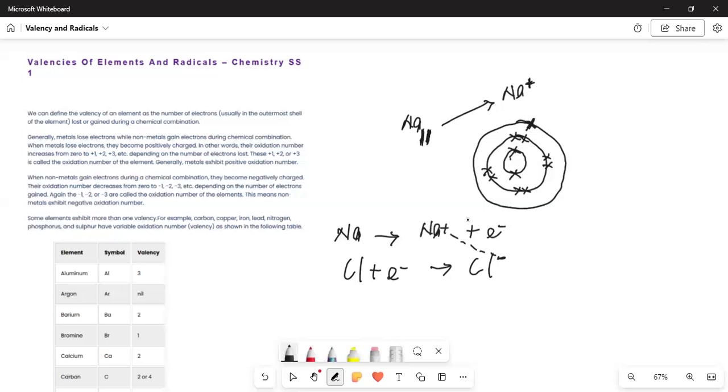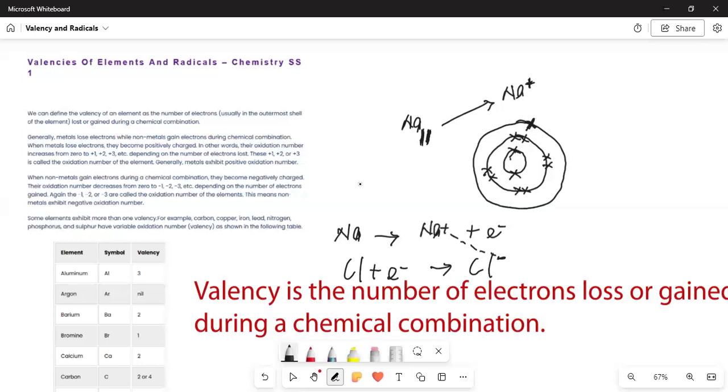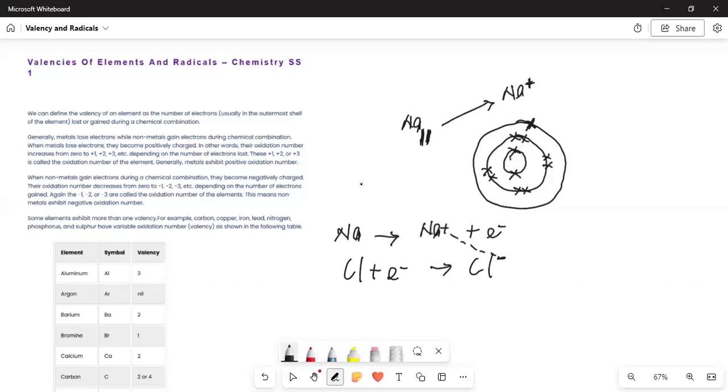Even when a covalent bond occurs, it still involves these valence electrons, the outermost shell electrons. Therefore, defining valency as the combining power of elements is also correct in that regard. The valency, in summary, is the combining power of an element. Usually, metals will lose electrons, while non-metals will gain electrons.